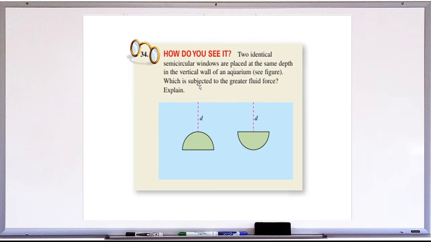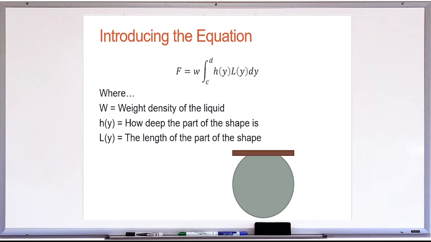The deeper something is in water, the more force it's subjected to, because of all the water compounding itself onto the object. So this is the equation that we are going to use, the fluid force equation. W is the weight density of the liquid. Function h is how deep the part of the shape is. And function L is the length of the part of the shape.